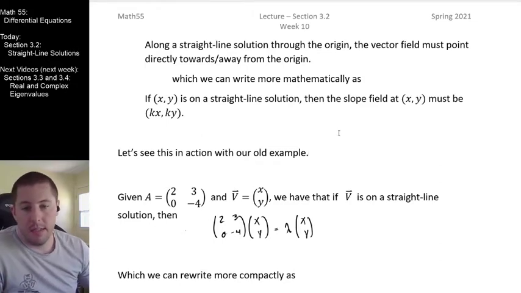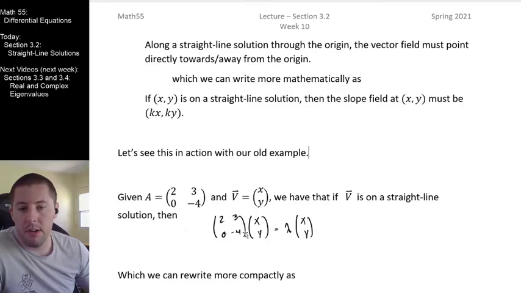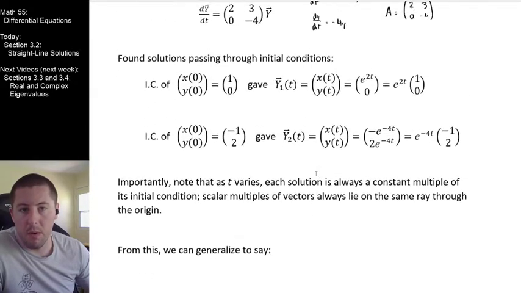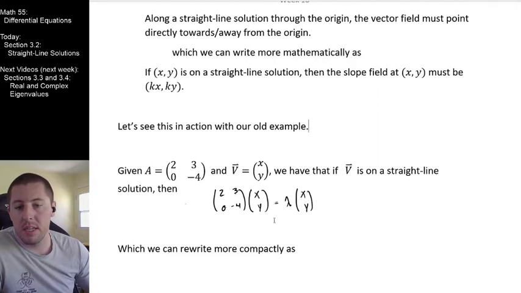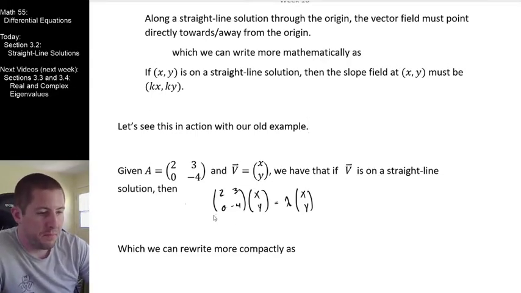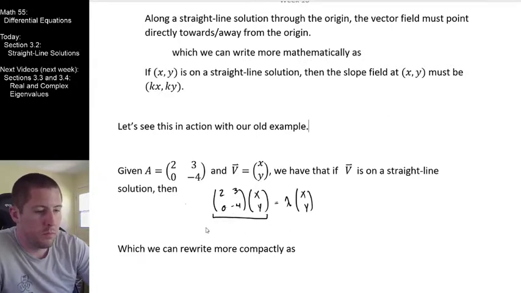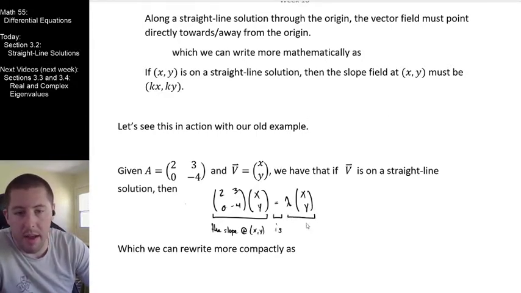Now, what you know is this. When I write things like [2, 3; 0, -4] times xy, I'm going to scroll up real quick. What you know is that's really me just saying, how do you compute the slope, dx/dt and dy/dt? So this on the left-hand side represents the slope at xy. You know that the equal sign is the word is. And this is a constant multiple of xy.